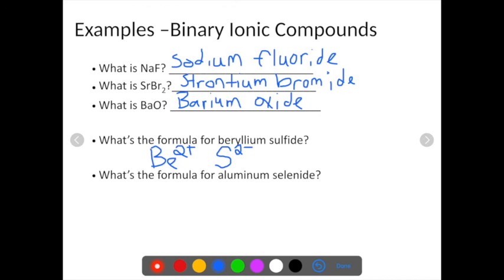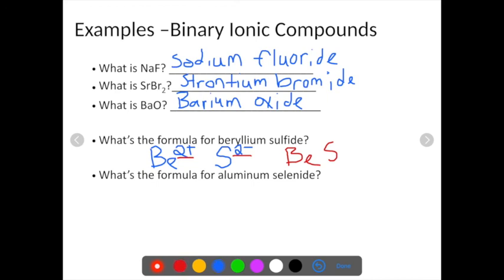Now we've got to come up with the formula. You could do the switcheroo and then find the simplest whole number ratio, or you can just see I've got a +2 and a -2. So if I take one of each of these atoms and put them together, then I have a neutral compound. So BeS is going to be the empirical formula for beryllium sulfide.